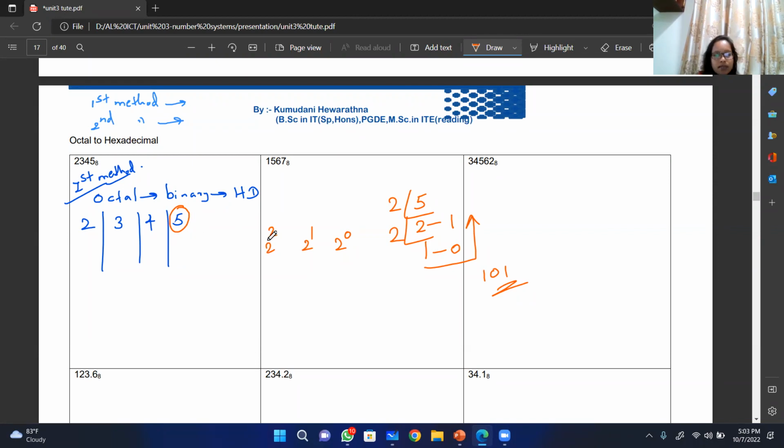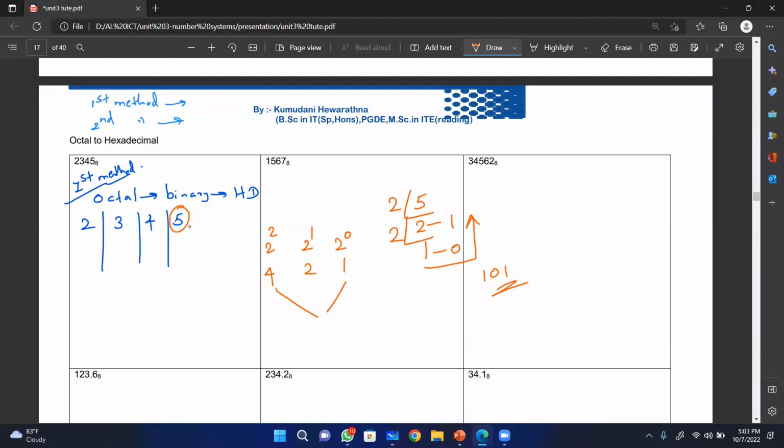Just have a graph like this: 2 to the power 0, 2 to the power 1, 2 to the power 2, and write down the values of each. 2 to the power 0 is 1, 2 to the power 1 is 2, 2 to the power 2 is 4. Now, how to make up this 5 using these 3 numbers? That means we can make 5 by adding up 4 and 1 together. Is that so? Yes, teacher.